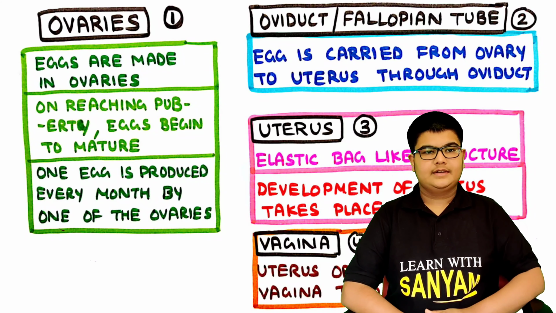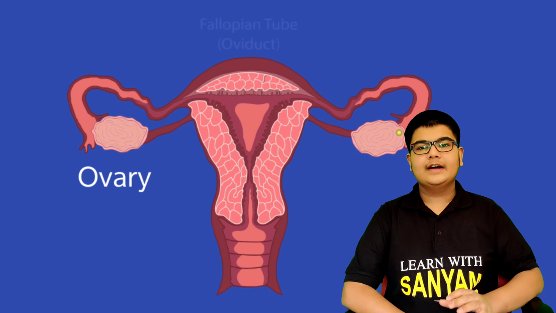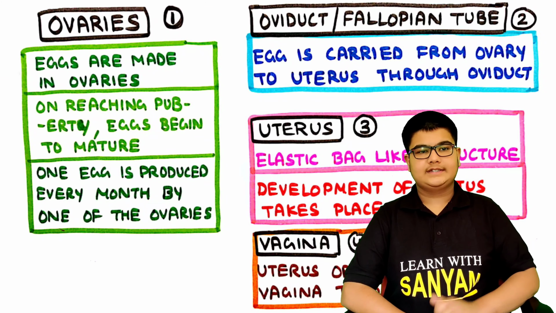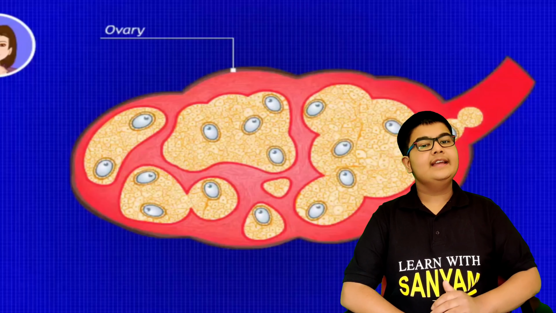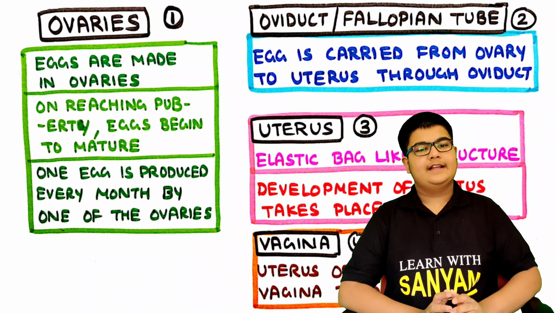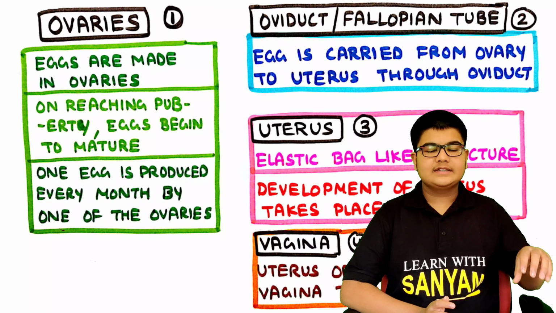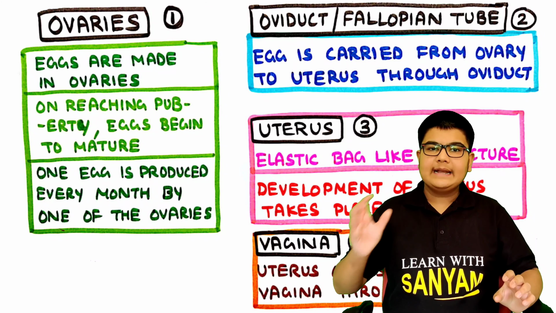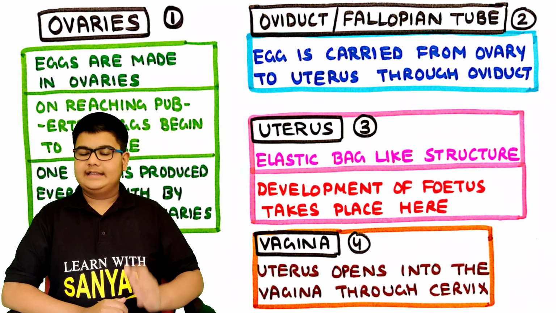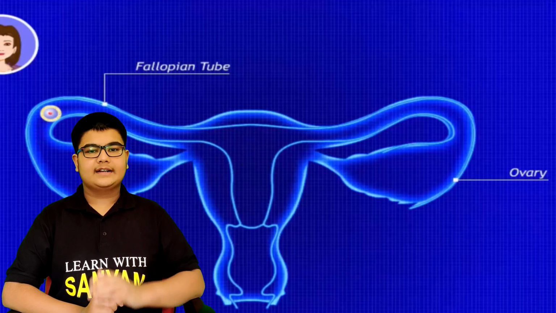First, ovaries. The eggs are made in the ovaries, and at the time of the birth of the female, thousands of immature eggs are present in the ovaries. But on reaching puberty, the eggs begin to mature. One egg is produced every month by one of the ovaries. So one month the first ovary will produce the egg, and the second month the second ovary will release the egg. And this egg is carried from the ovary to the uterus through the oviduct.